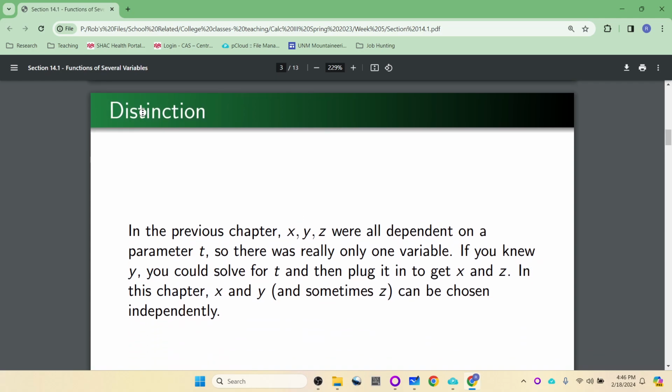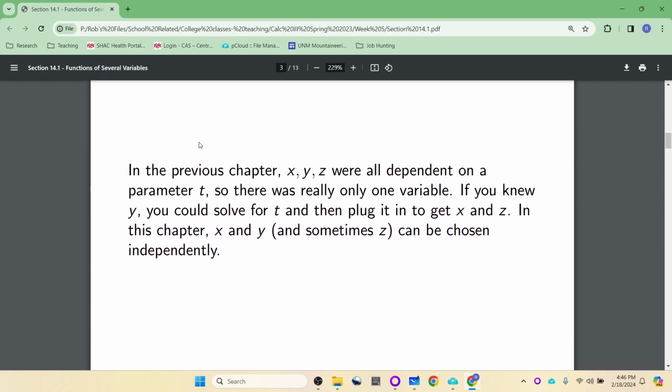So, that's what I was just saying about how there's really only one variable for the space curve situation, whereas now we have two input variables that are x and y and sometimes z. Point is, these are independently chosen. When I talk about dimension, what I mean is how many choices are you allowed to make. So a line is a one-dimensional object because once you choose what one of the variables is, all the others are forced. But now both x and y can be chosen independently of each other.